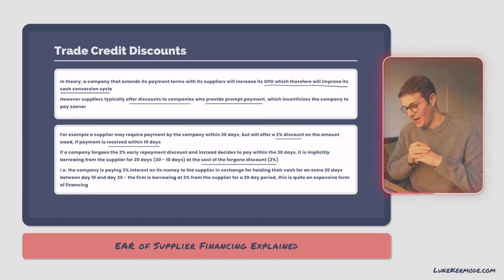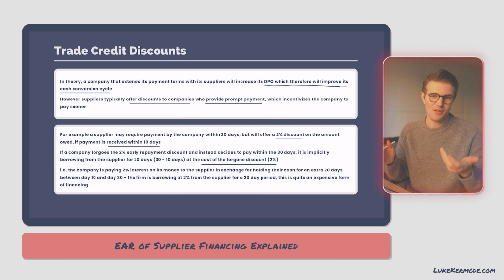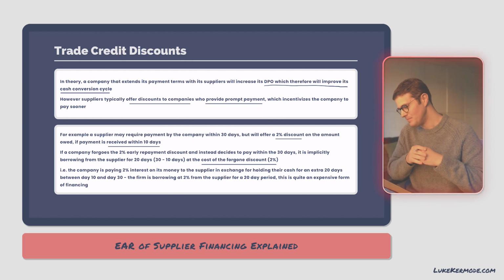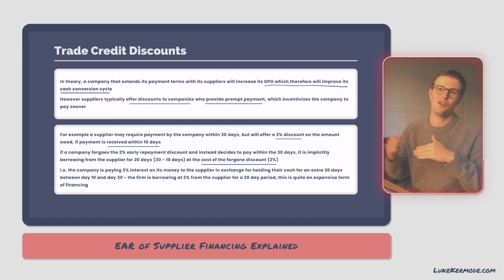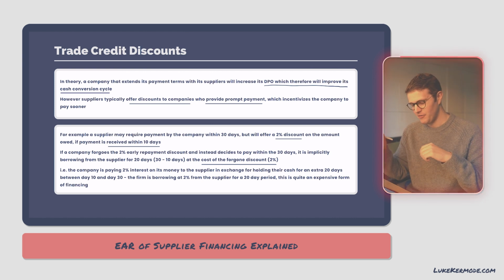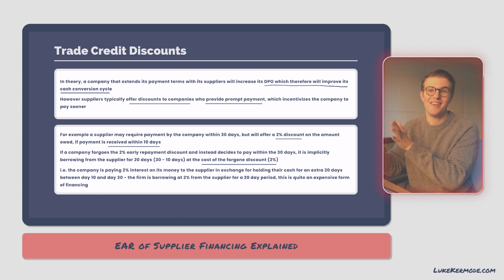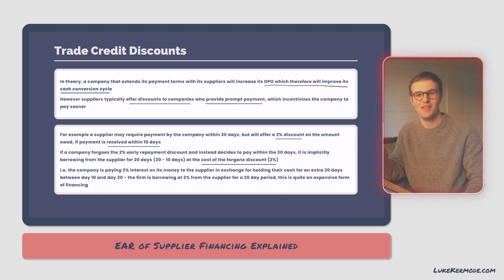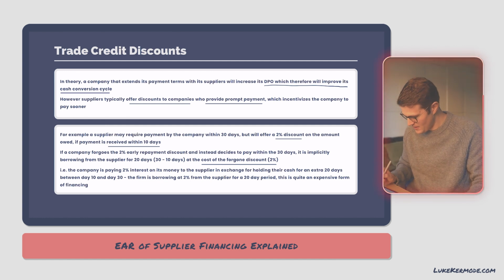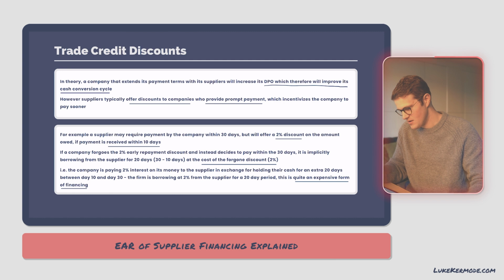So if you pay within the 10 days, you take advantage of the early repayment discount, but it will increase your cash conversion cycle. But if you pay within the 10 to 30 day window, i.e. the latter 20 days within the repayment cycle, you will reduce your cash conversion cycle, but that will come at quite a cost to the business because of the expensive form of financing that trade credit represents.